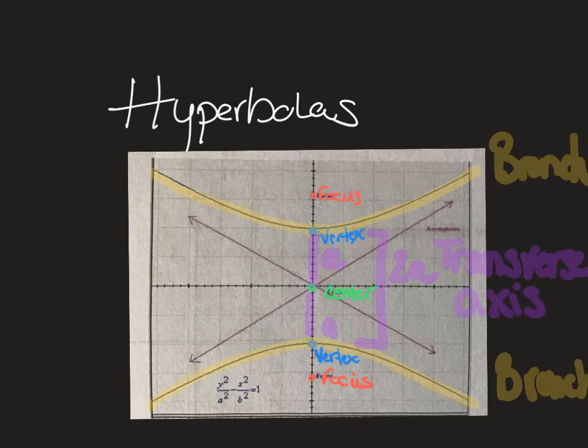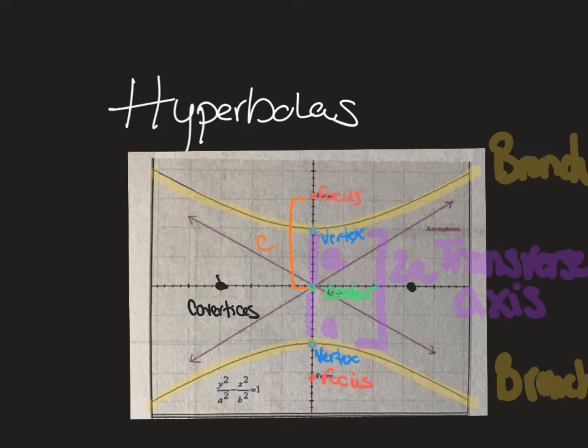And then we have the distance from the center up to the foci is called C. And there are these other little dots. I'm not exactly sure where they are on this hyperbola, but I'm just going to draw them, pretend like they're there. These are called the co vertices.